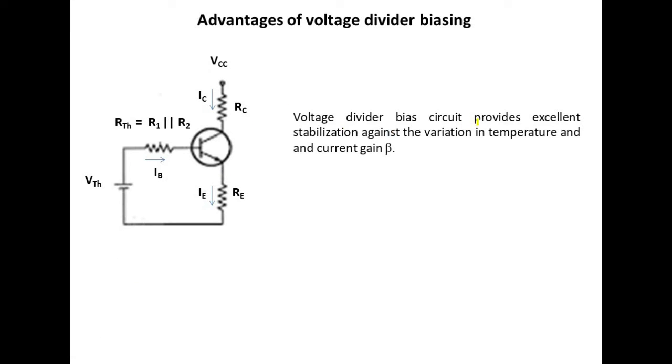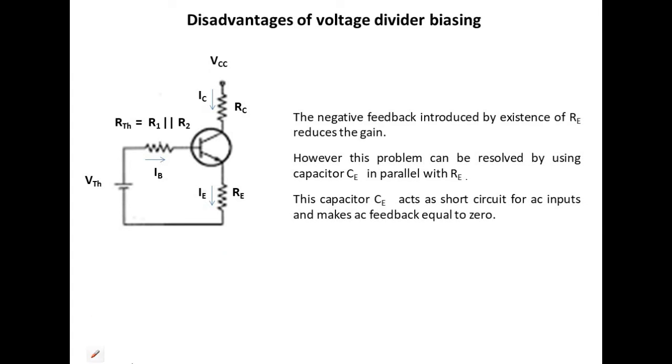Voltage divider bias circuit provides excellent stabilization against the variation in temperature and current gain beta. That is why this biasing circuit is most widely used. Now come to the disadvantages of voltage divider biasing.